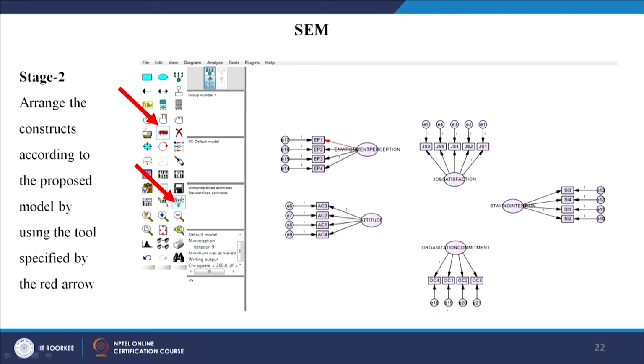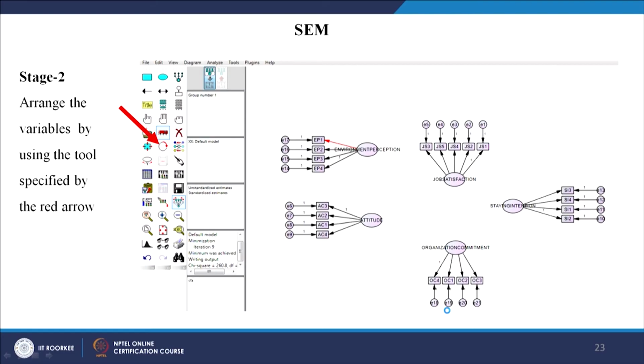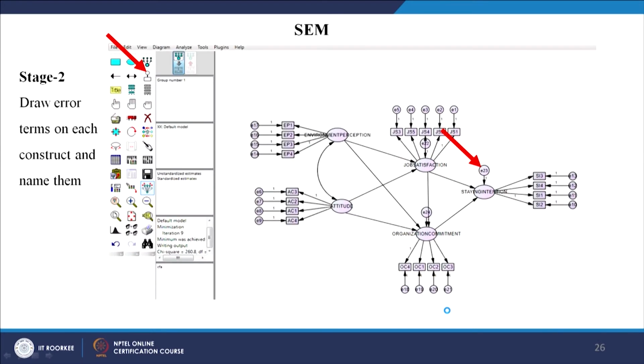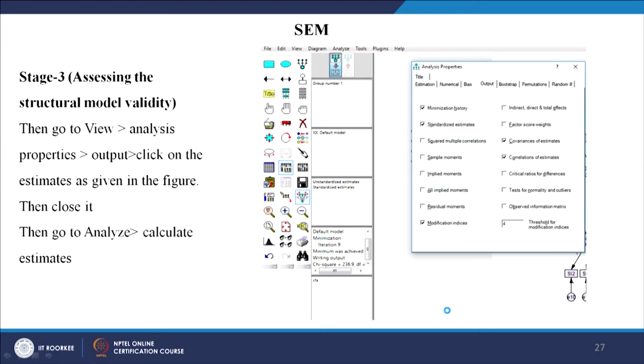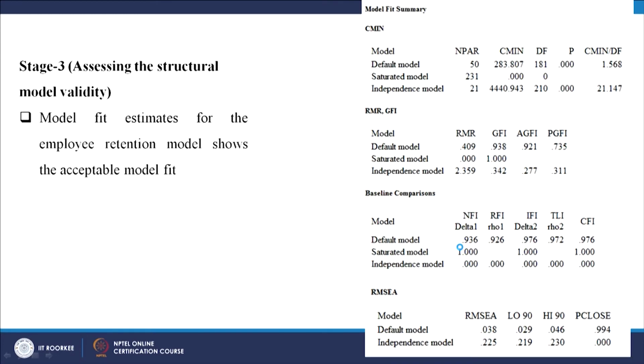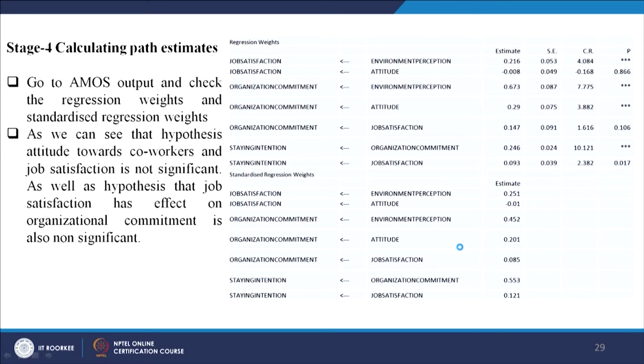Okay. Now, let us go back. So, this is what you have done. This is what I was saying: go to the output and take this, and this is what you have got in the model fit values. Now this is calculating the path estimates. So, go to AMOS output and check the regression weights. We have checked the regression weights, exactly this, and the standardized regression weights.